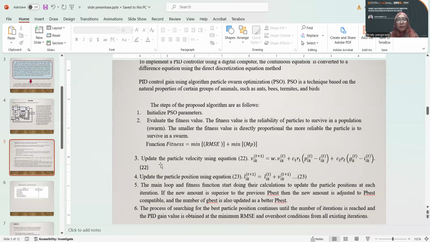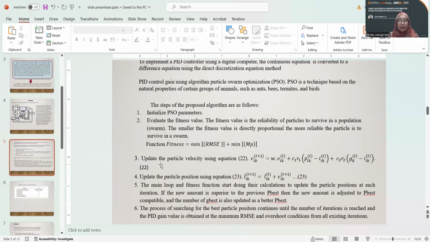The steps of the proposed algorithm: one, initialize the PSO parameters. Two, evaluate the fitness value. The fitness value is the reliability of particles to survive in a population. The smaller the fitness value, the more reliable the particle is to survive in a swarm. The fitness function is minimum root mean square error plus minimum overshoot.